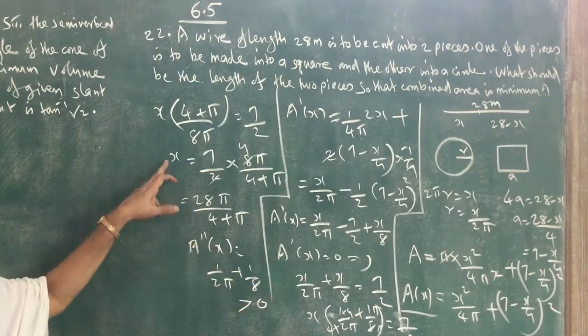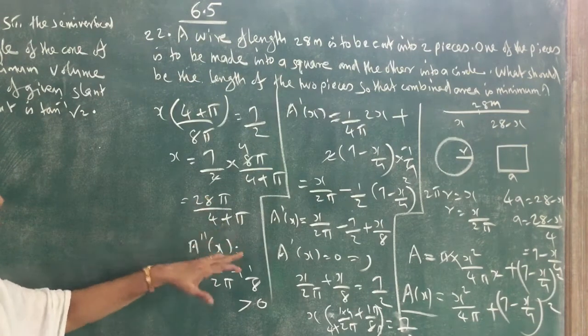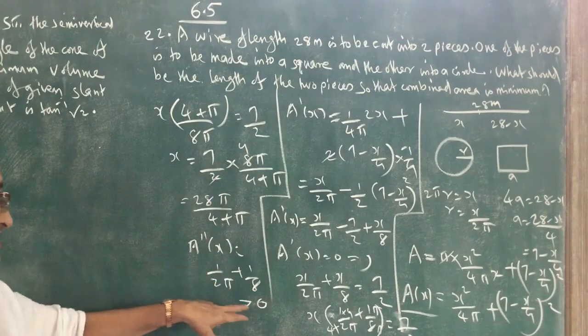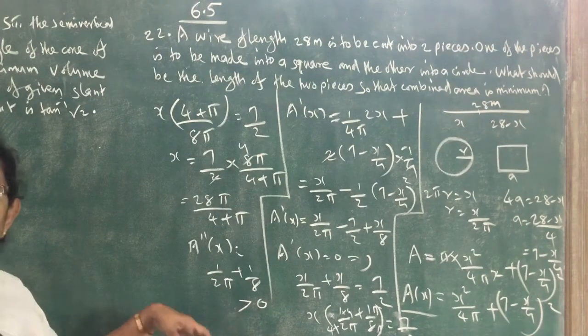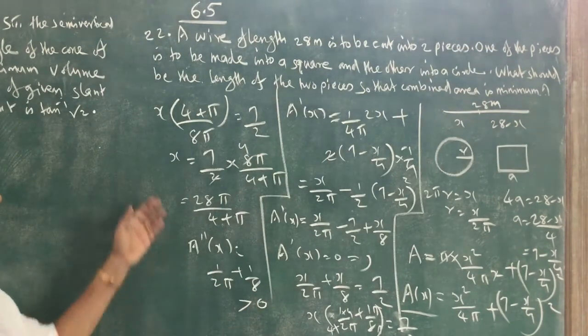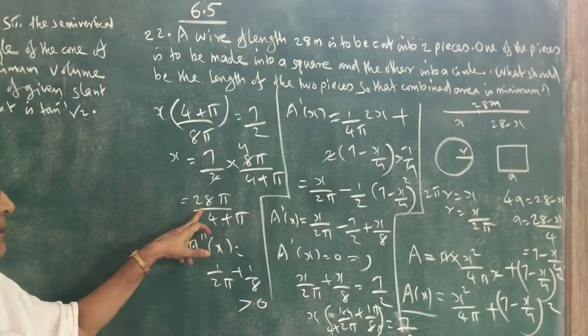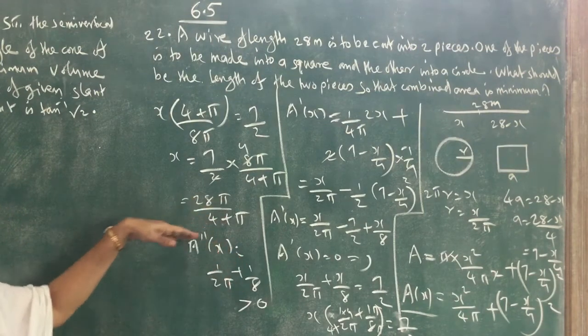Therefore when x is equal to 28 pi by 4 plus pi, the function combined area is minimum. Second derivative greater than 0 means it is minimum. So area is minimum when x is equal to 28 pi by 4 plus pi. This is the length of one piece.